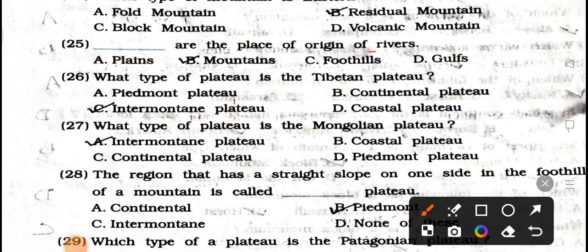Number 25. Blank are the place of origin of rivers. A. Plains. B. Mountains. C. Foothills. And D. Gulfs. Answer is option B, Mountains.